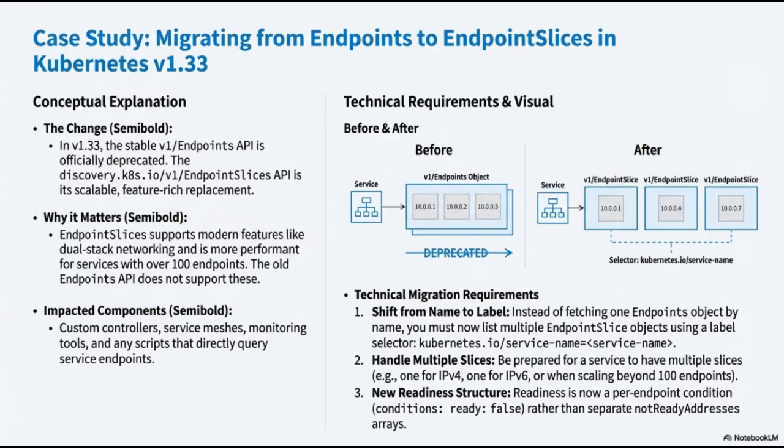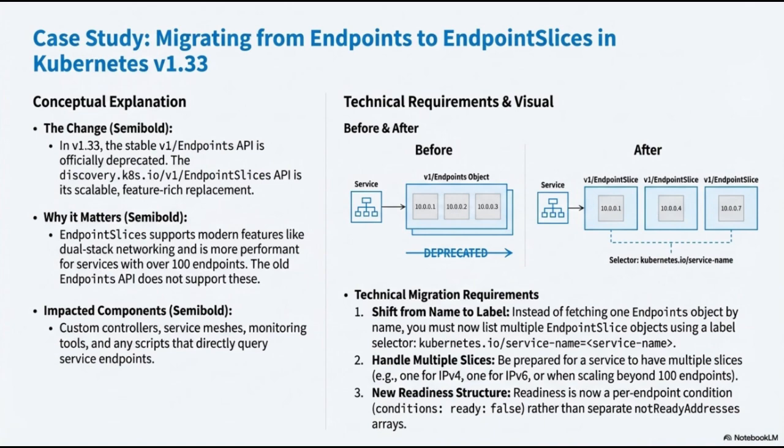If we look at the technical visual, you can see the structural difference. Previously, a single monolithic endpoints object held every IP. In the new model, those are broken into multiple slices linked by a label selector. To successfully migrate, there are three primary technical requirements.